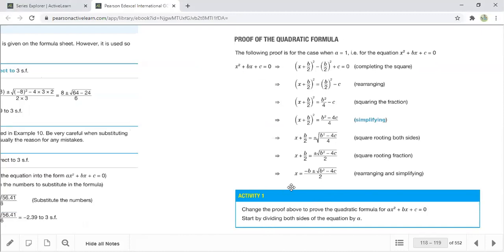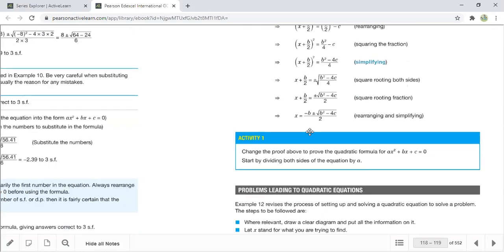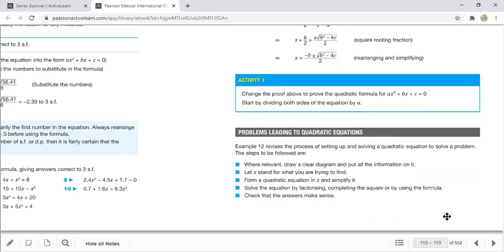That's now the activity that's telling you, change the proof to prove the quadratic equation for ax squared plus bx plus c equals 0. Now, whatever we proved is not this, but this one. Remember, this is the proof of an equation of this form, x squared plus bx plus c. We have an a, but in this case a is 1. Using this problem, we can now come up with a way to get the quadratic equation from the problem provided.